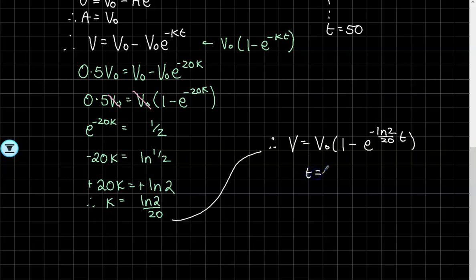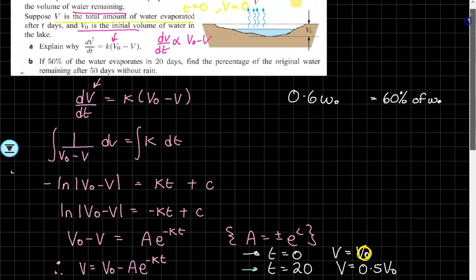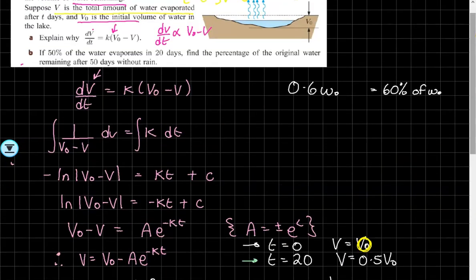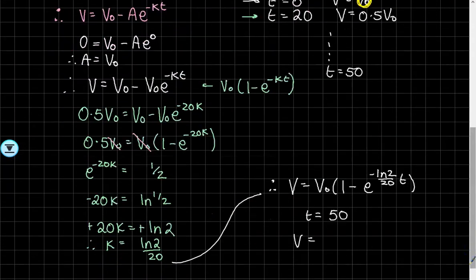And now all we have to do is, what was it? How much, what percentage, has evaporated after 50 days. So we're just going to sub in 50 and you're going to get V equals something like a decimal times V naught. And that's when you are reminded about the question. I'll leave it for you. Read the question. Are we saying how much has evaporated? How much has disappeared? So you suss. And then read the next question.